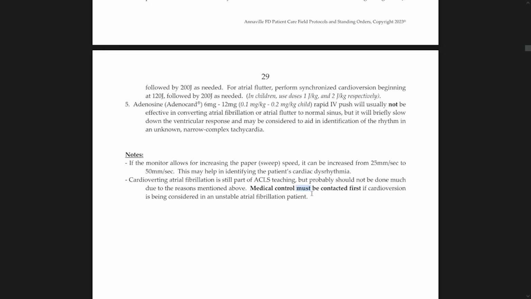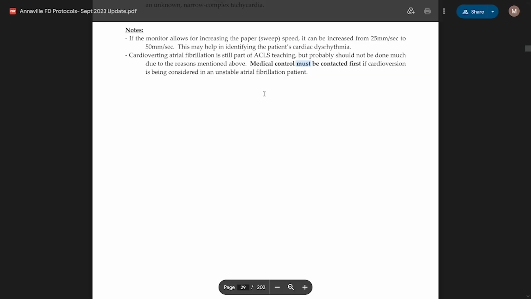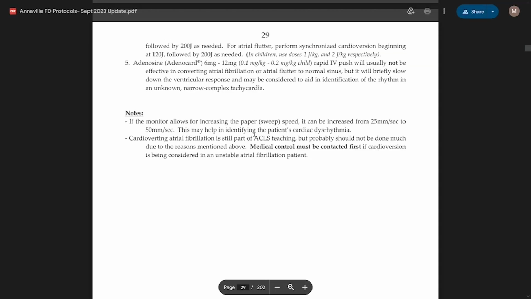So unfortunately for Annaville, we don't have Cardizem, and I've used it before, and I thought it worked great. Usually it's administered at 0.25 milligram per kilogram, then 0.35 milligram per kilogram, or maybe it's the other way around. It just depends on your local protocol, but we don't have access to it here.